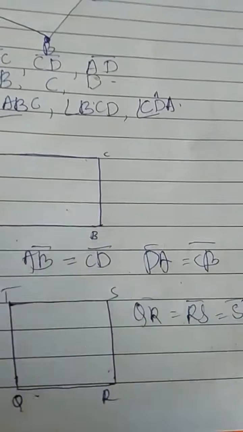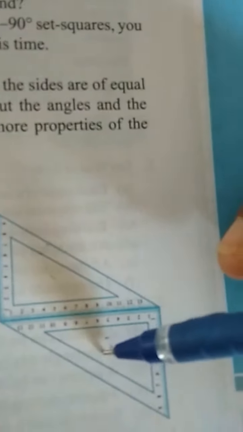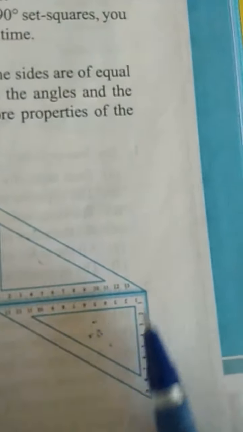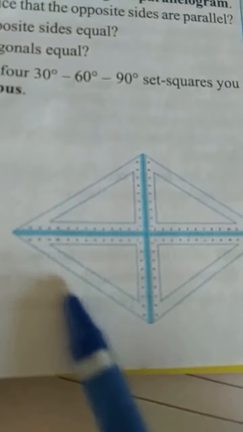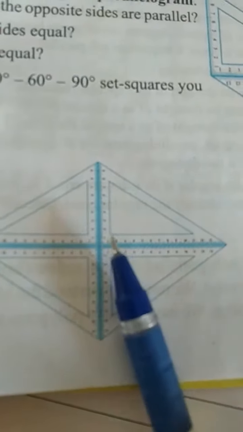Yes, if you place 30-60-90 set squares in different positions, you will get a parallelogram. This is a parallelogram. Here opposite sides are equal but adjacent sides are unequal. If you use 30-60-90 set squares, you will get a rhombus. Here all sides are equal. This is a rhombus, a diamond shape.